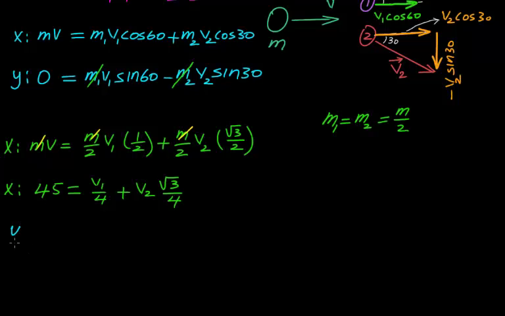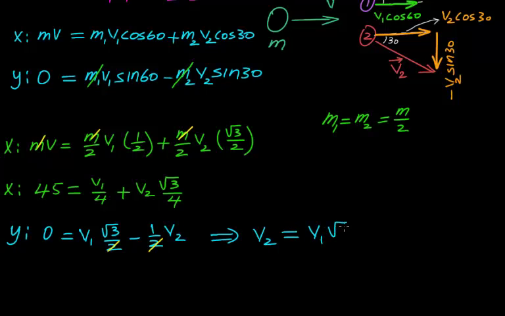The y component, we have 0 on the left hand side, equals, what's left? v1 times sine 60, which is square root of 3 over 2, v1 square root of 3 over 2, minus v2 times sine 30, that's 1/2, 1/2 v2. This is very easy and simple. We can cancel the halves. This half and this half are going to cancel. Isolating the v2, we obtain v2 equals v1 square root of 3.